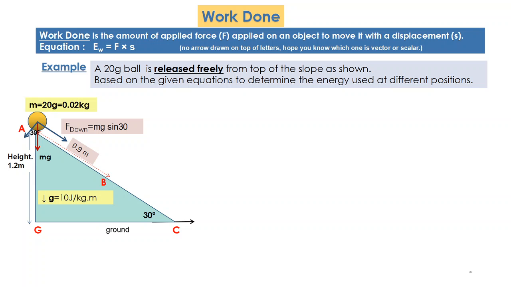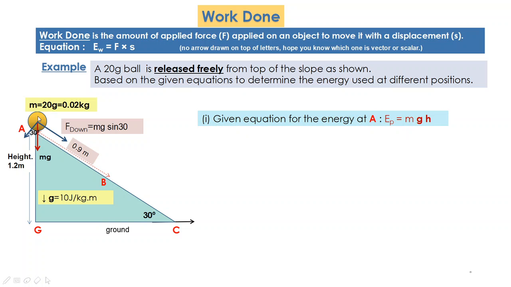A 20-gram ball is released freely from the top of the slope as shown. Based on the given equations, determine the energy at different positions. Question 1 is to find the energy at position A. We use the equation EP equal to mgh.